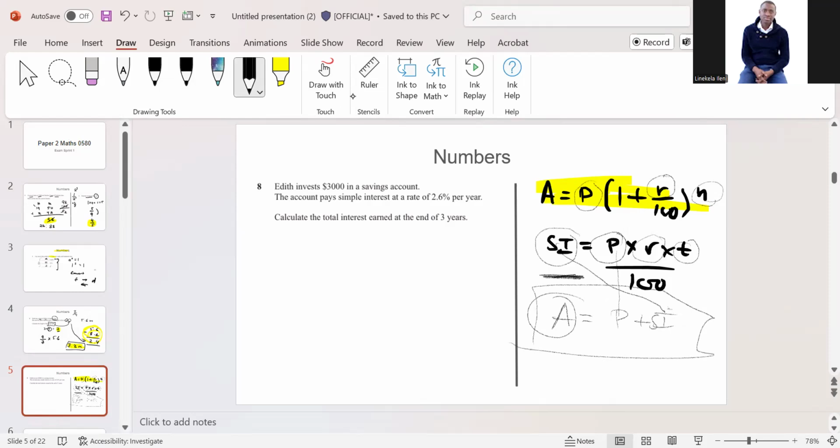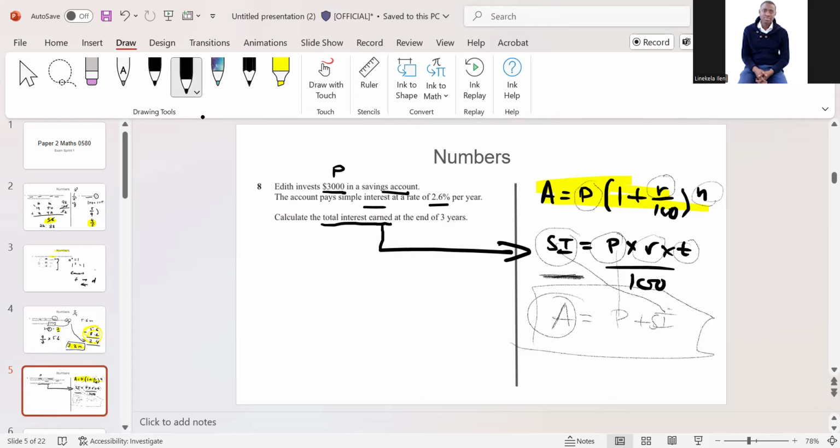So bear in mind, in this case, they just told you to do the basics because they just said Edith invests 3,000, which means that's my P, in a savings account. And it's an investment. Sometimes they can tell you invest, sometimes they can tell you borrow. The account pays simple interest at the rate of 2.6. Like I said, in your papers you will not get values that are like this. You get values that you can multiply. Calculate the total interest earned. You see, in this case, total interest, which means we only want to calculate total interest earned.